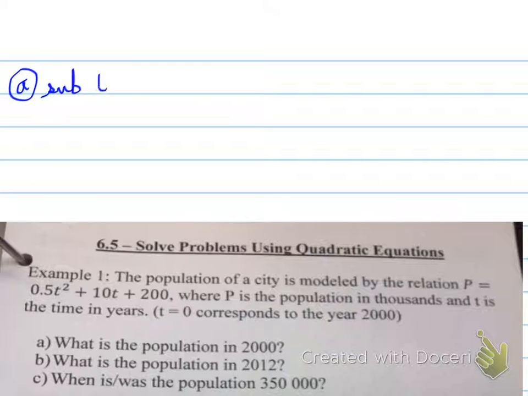Alright, 6.5, solving problems using quadratic equations. Basically, we're looking at word problems that deal with different types of quadratic equations and how to solve them.